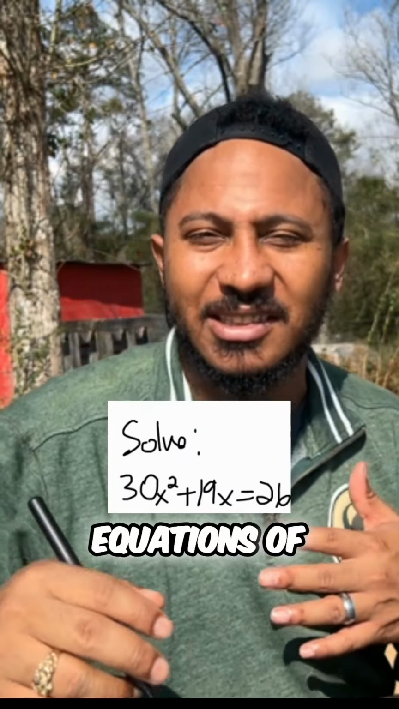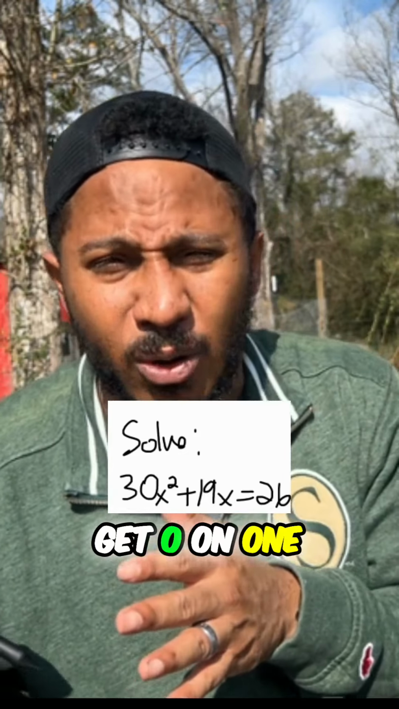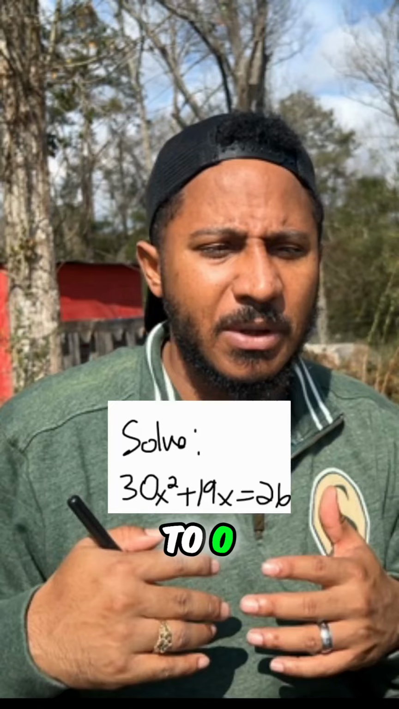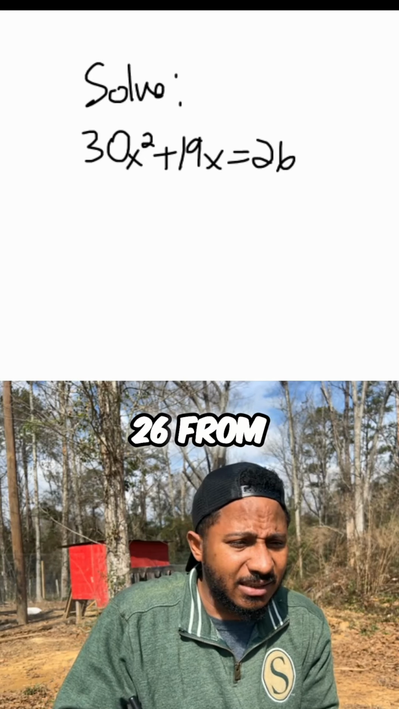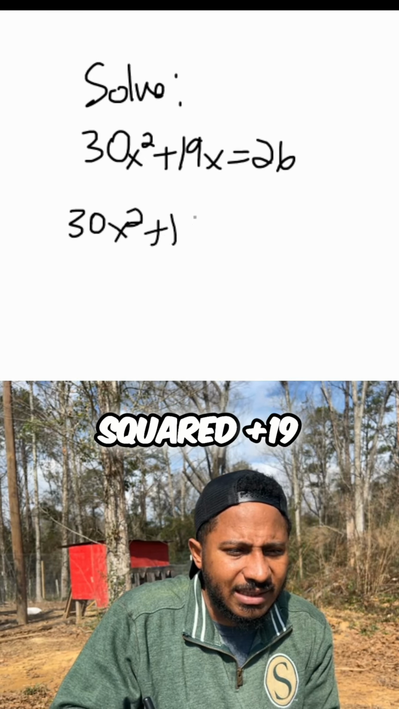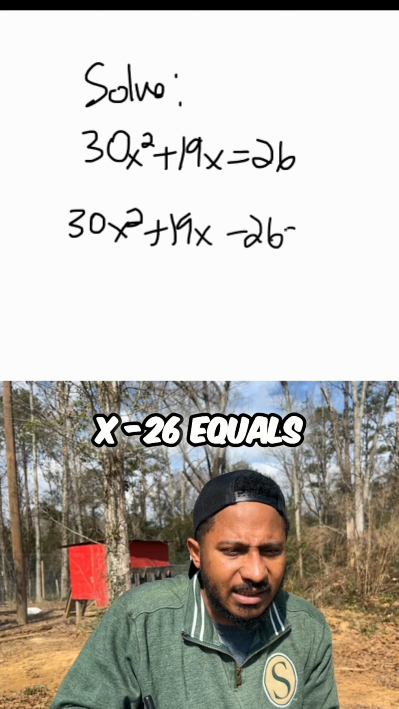So when solving equations of this form, we need to first get 0 on one side, then try factoring the other side. Okay, so we can set each factor equal to 0. So here, to get 0 on one side, we subtract 26 from both sides. Okay, that gives us what? 30x squared plus 19x minus 26 equals 0.